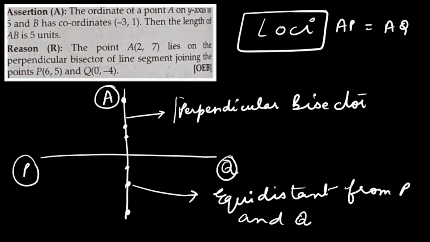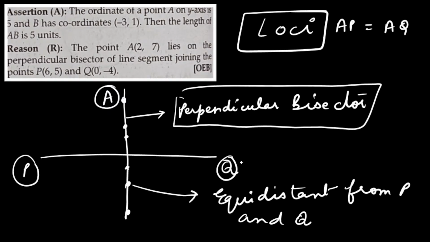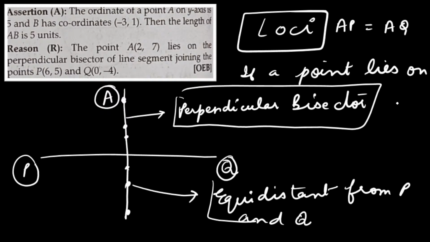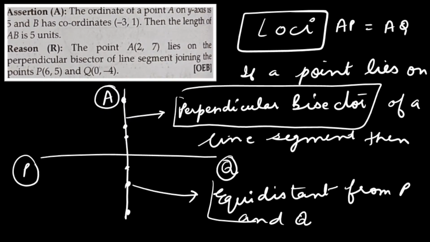If a point lies on the perpendicular bisector of a line segment, then that point is equidistant from these two points P and Q. So that point is here A. So is this thing clear?